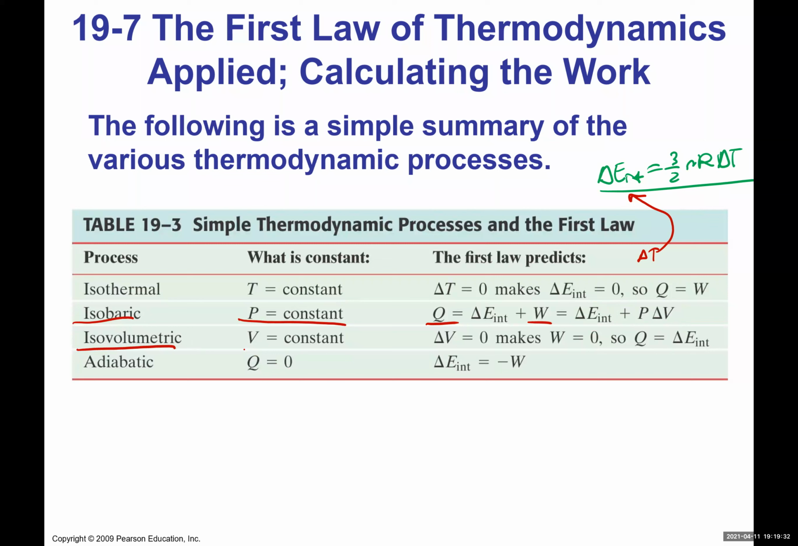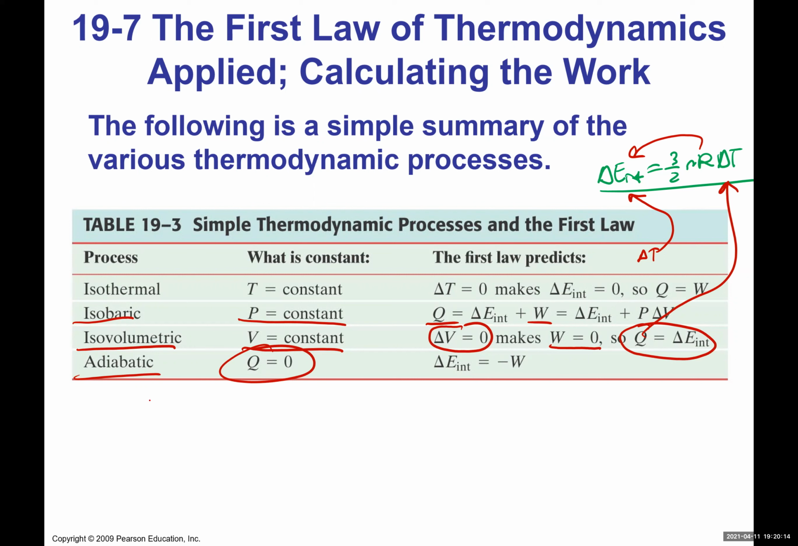Then we have isovolumetric. Volume is constant, which means delta V equals 0. Delta V equals 0 means there is no work done. Remember, work done is basically expansion or compression of your system, which means a change in volume. If there's no change in volume, there is no work done, which means that if heat is added, it will directly go into changing temperature, which directly changes internal energy. That's why we can say that they're related. Okay, adiabatic is the last one, which is, remember, there is no heat added or removed.